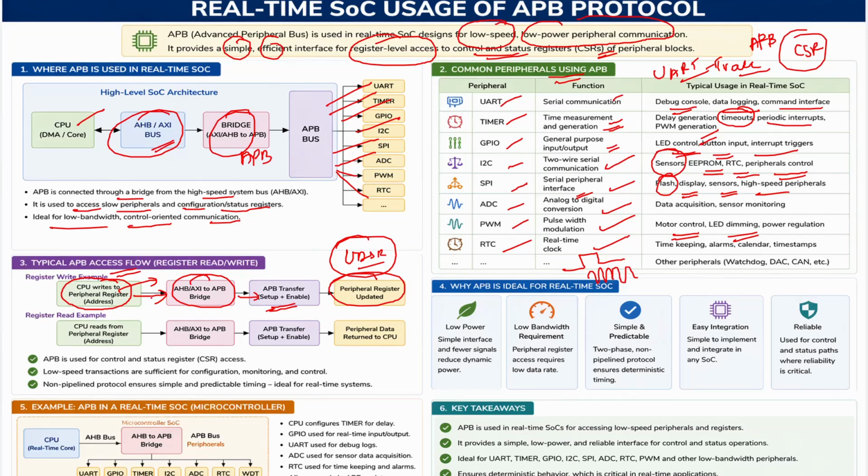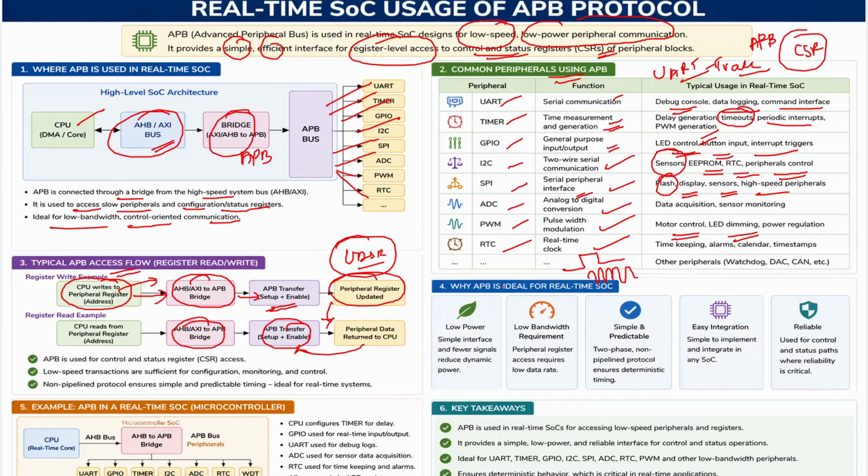During a register read operation, this data is kept in the register. Then the CPU reads the data from the peripherals. We again have the same AXI protocol and APB protocol, and we get the data from the registers. That is the read-write operation. Because it is a non-pipelined protocol, it is used only for simple purposes.